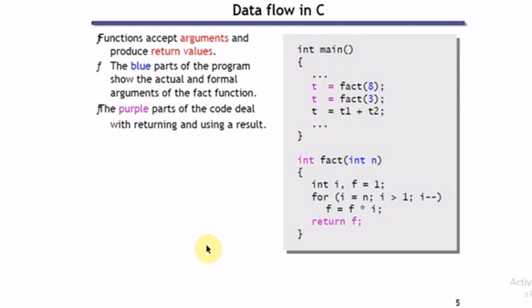You know that functions accept arguments and produce return values. For example, here 8 is the input argument of the factorial and the return value is stored in variable t. When we call a function, this value will be passed to the local variable, and this code generates the return value. By return, we return the result to the caller program, and this result is stored inside this variable, for example, T1. And this should be T2.